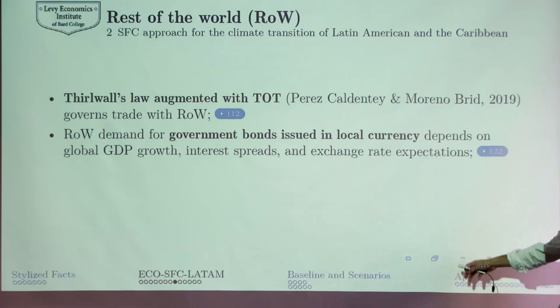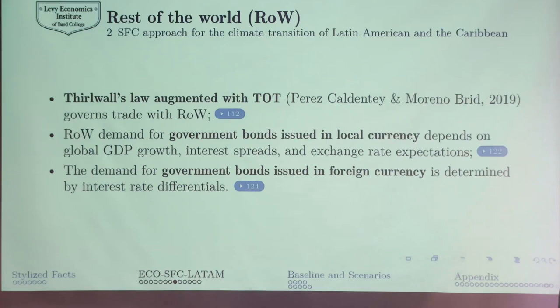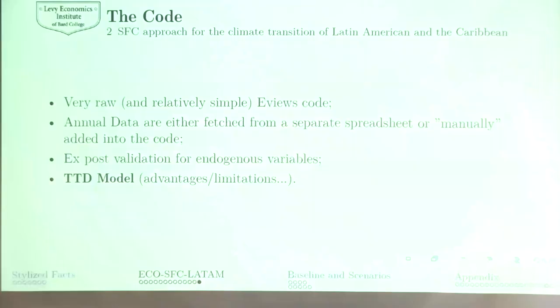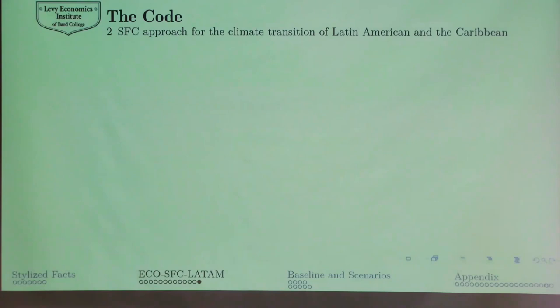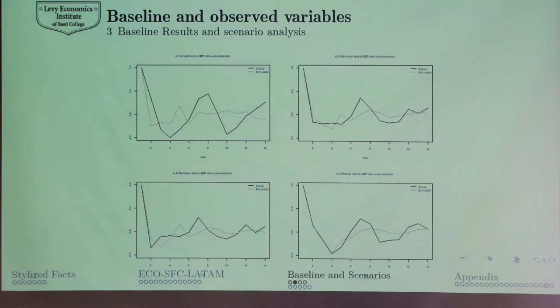Again, the demand of the rest of the world for the government bond issued in local currency will depend on global GDP growth, interest rate spreads, and exchange rate expectation. Whereas the demand for government bonds issued in foreign currency will be determined simply by interest rate differentials. This is the ecological part, which I can simply skip. I can jump directly to the baseline result. This is to show you that we are managing to capture some of this with some autocorrelation analysis, capturing the behavior of some of the flows like investment.